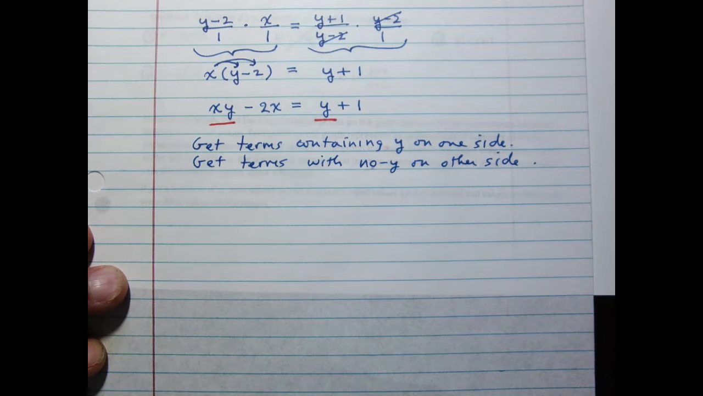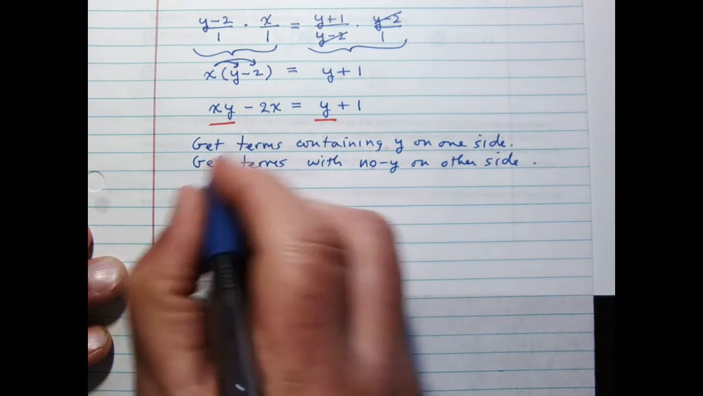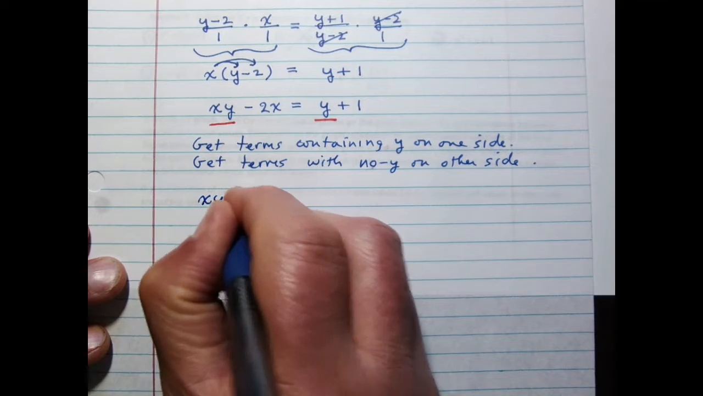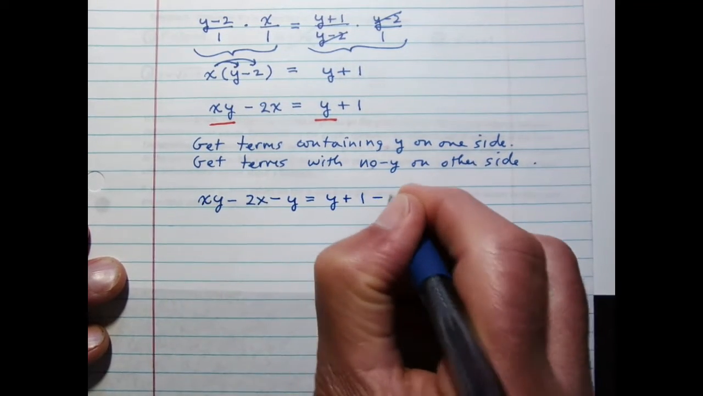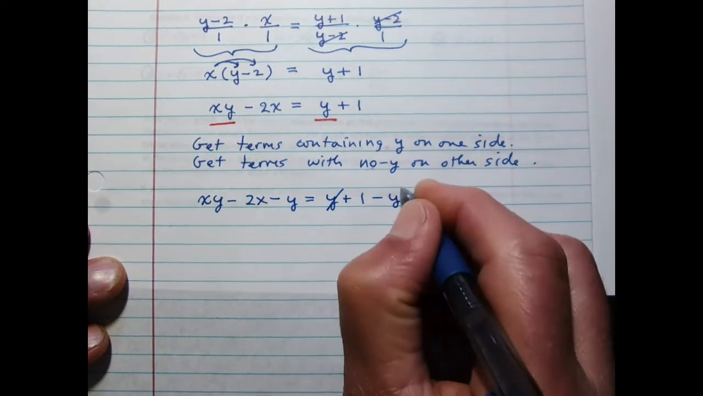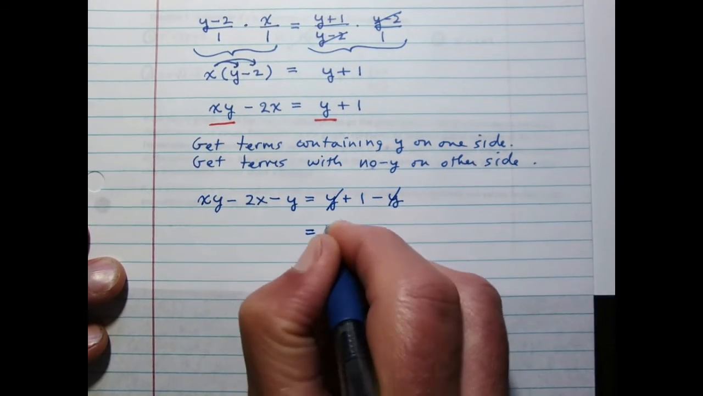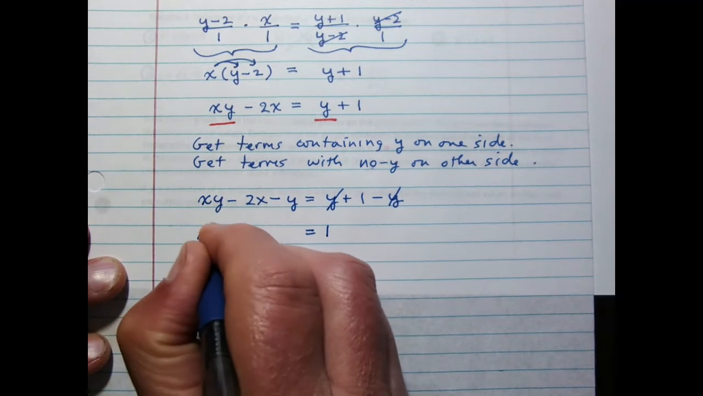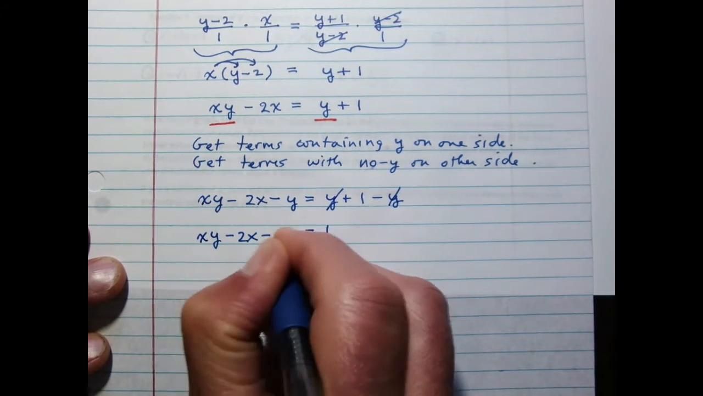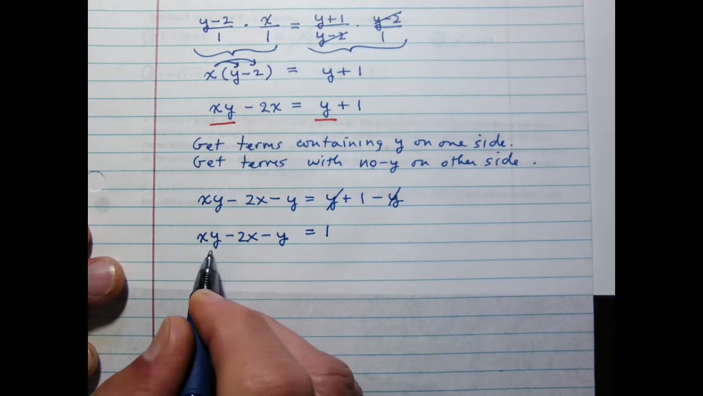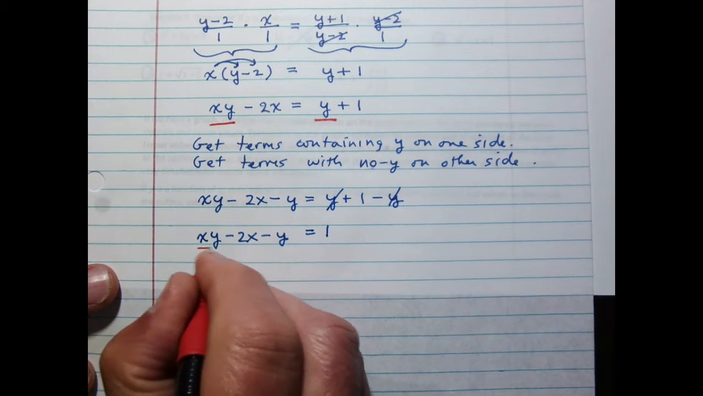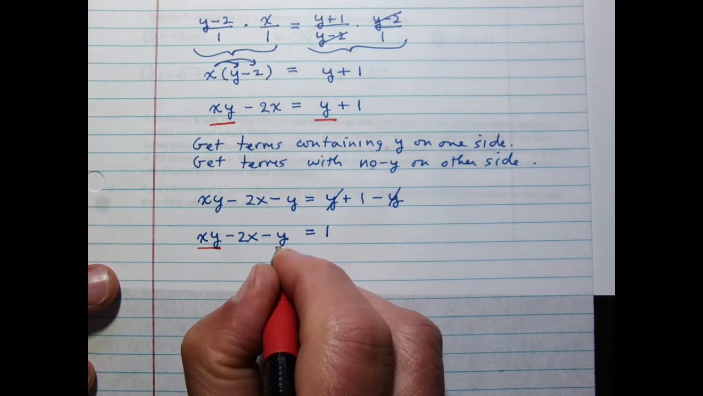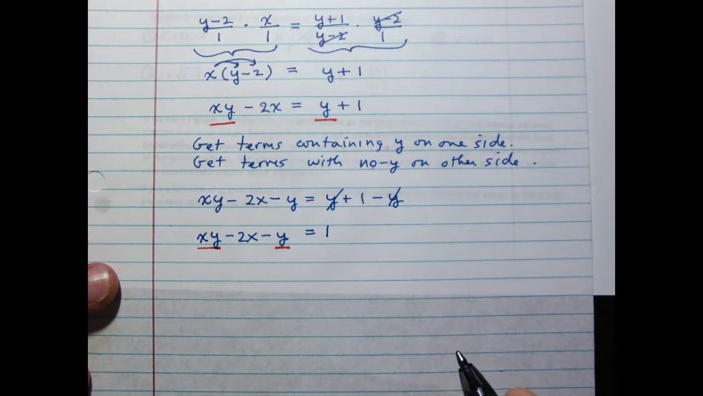So I want terms containing y on the same side. So I'm going to go ahead and subtract y from both sides. And I'll write this out in detail. So the right-hand side becomes just 1. The left-hand side, xy minus 2x minus y, those are three unlike terms. They cannot be combined. But notice now, here's a term containing y. Here's a term containing y. They're on the same side of the equation.